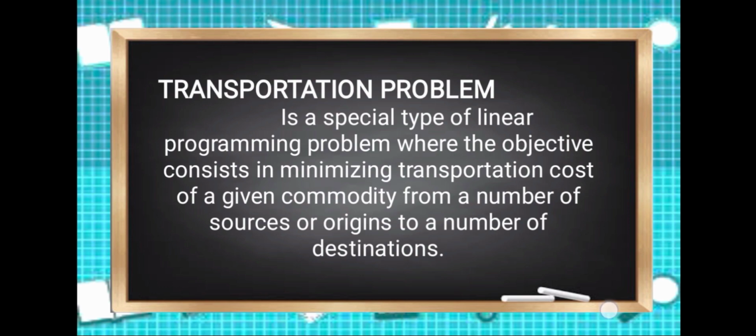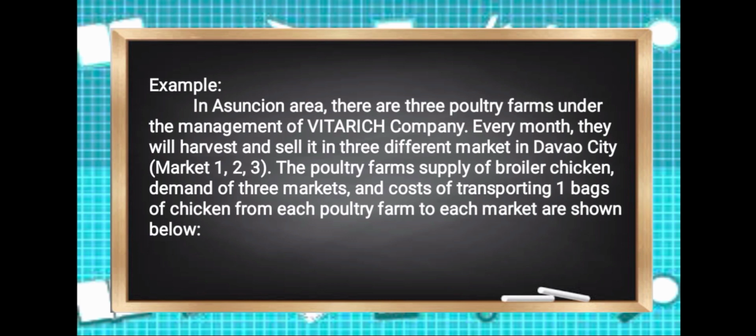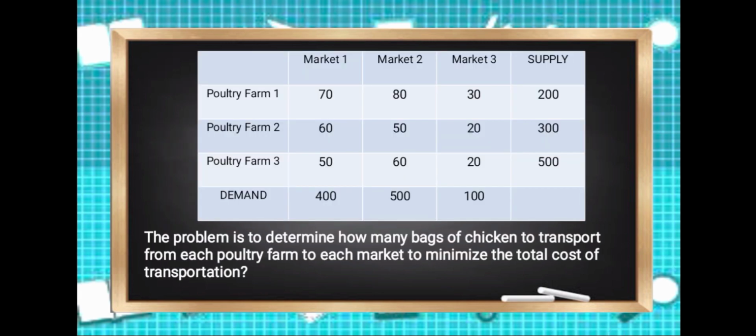So for example, in Asunción area, there are 3 poultry farms under the management of Vitarich Company. Every month, they will harvest and sell in 3 different markets in Davao City: Market 1, 2, and 3. The poultry farms' supply of broiler chicken, the demand of the 3 markets, and the cost of transporting 1 bag of chicken from each poultry farm to each market are shown below.